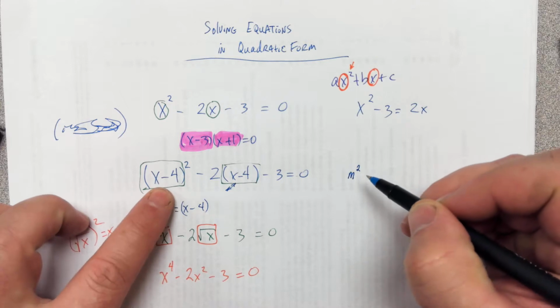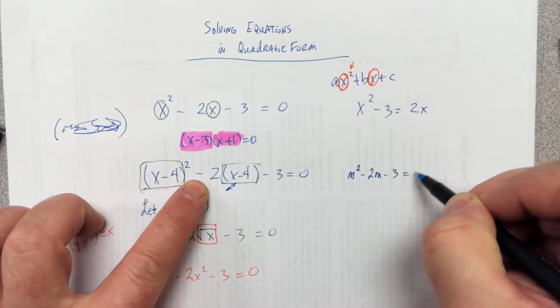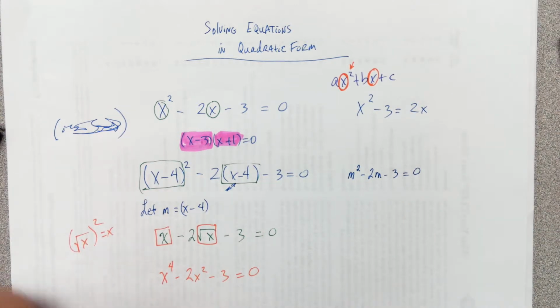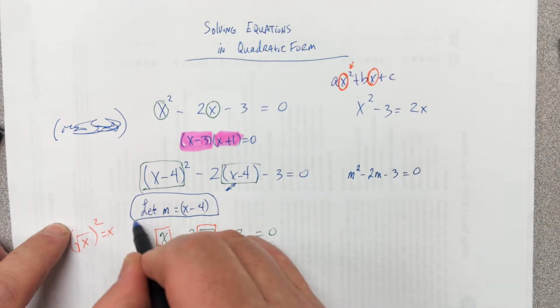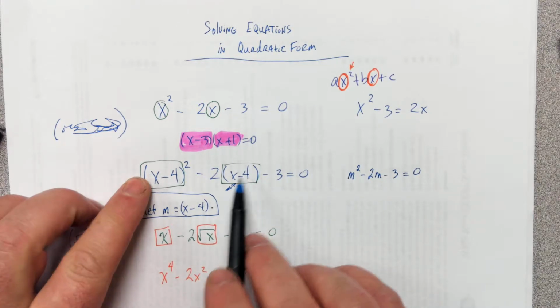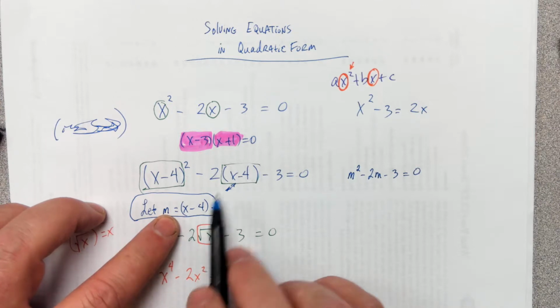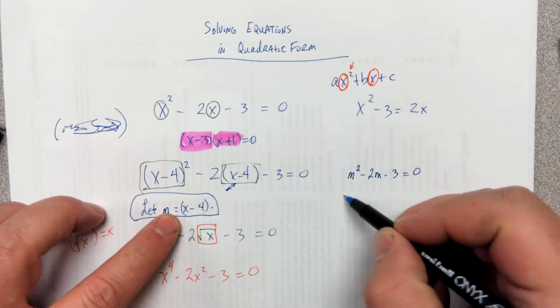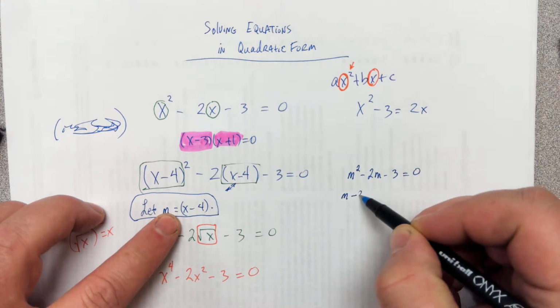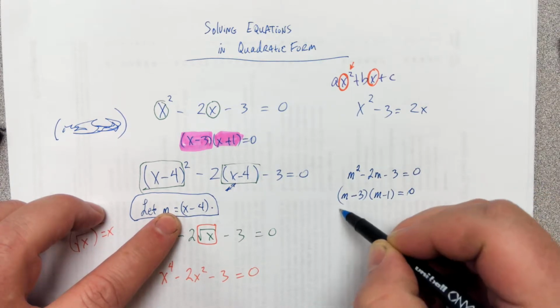So we got m squared minus 2 times m minus 3 equals 0. So this is the first step. This is the trick, is seeing this. Once you see this, you can write it out like that, and then you can just factor. And then you can solve it.